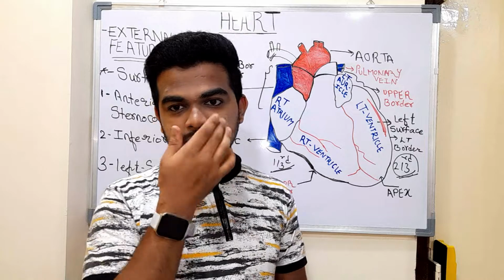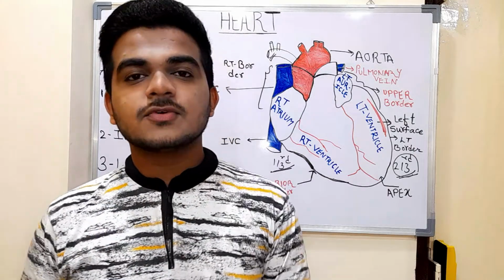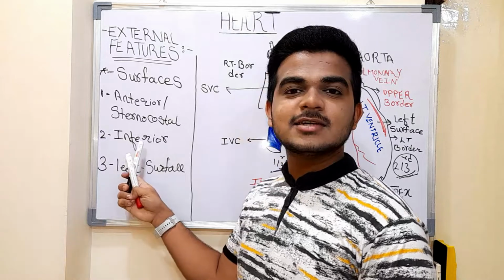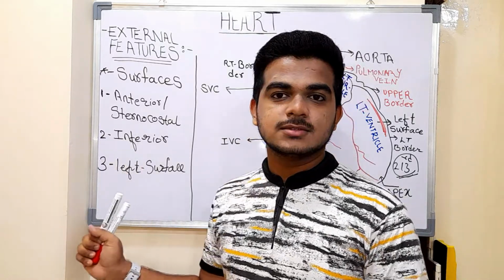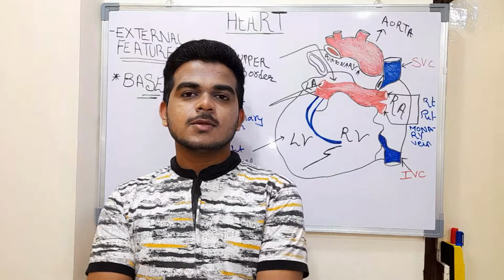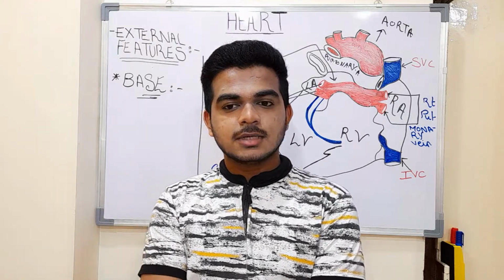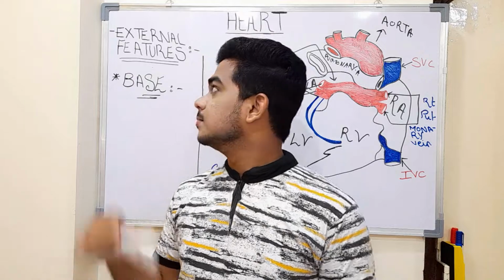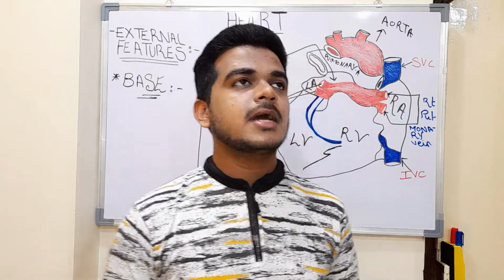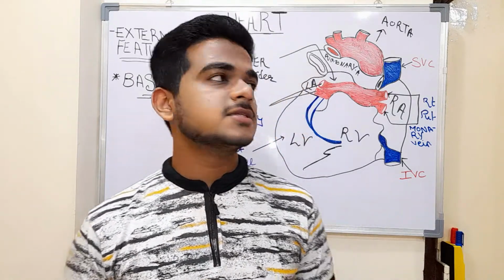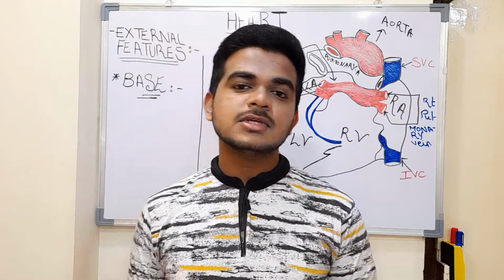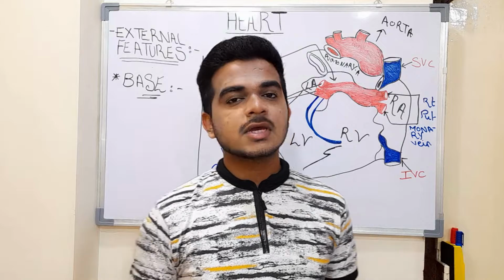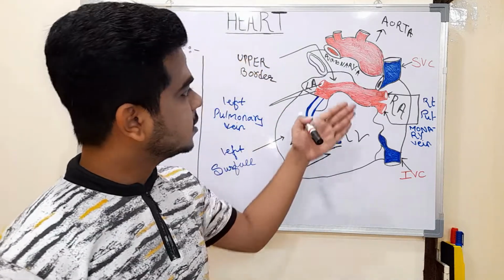Okay, it is very easy. There are three surfaces: anterior and sternocostal surface, inferior surface, and left surface. So the last topic of the external feature is the base of the heart. I already told you, the base of the heart is present posteriorly, totally hidden from the anterior surface. So this is a posterior view of the heart.